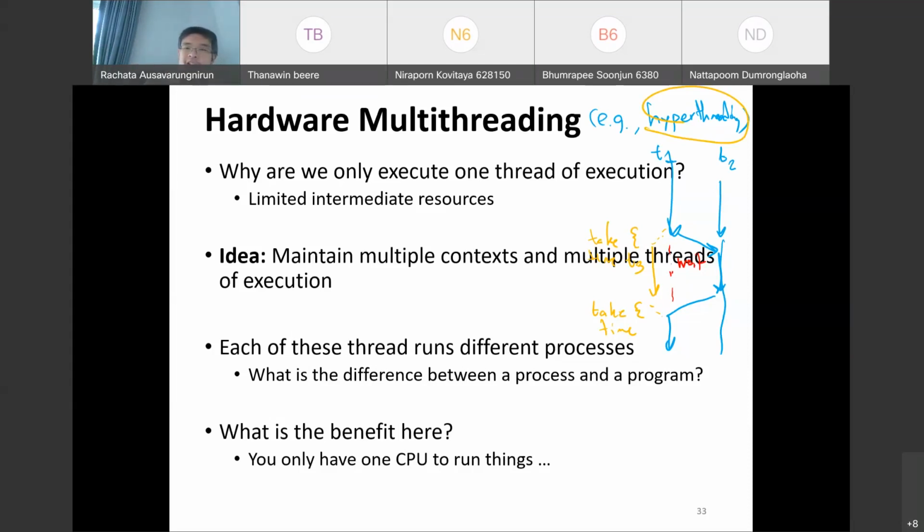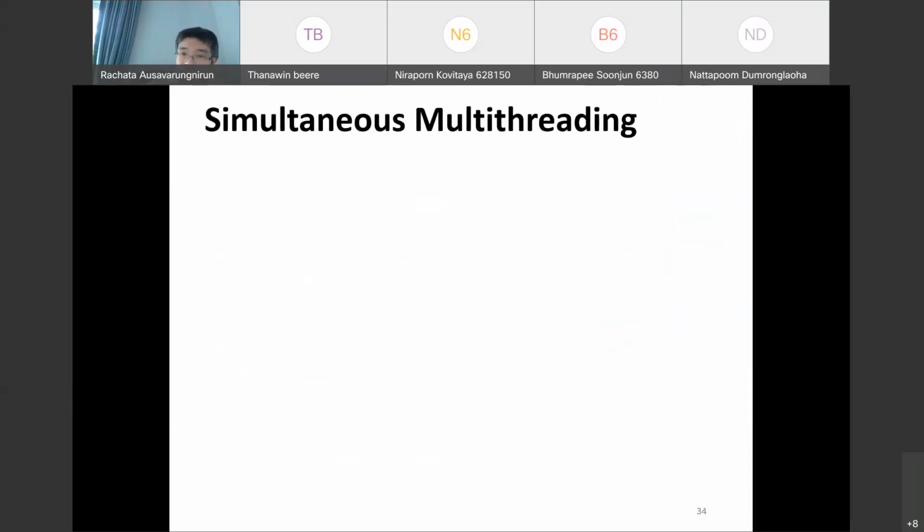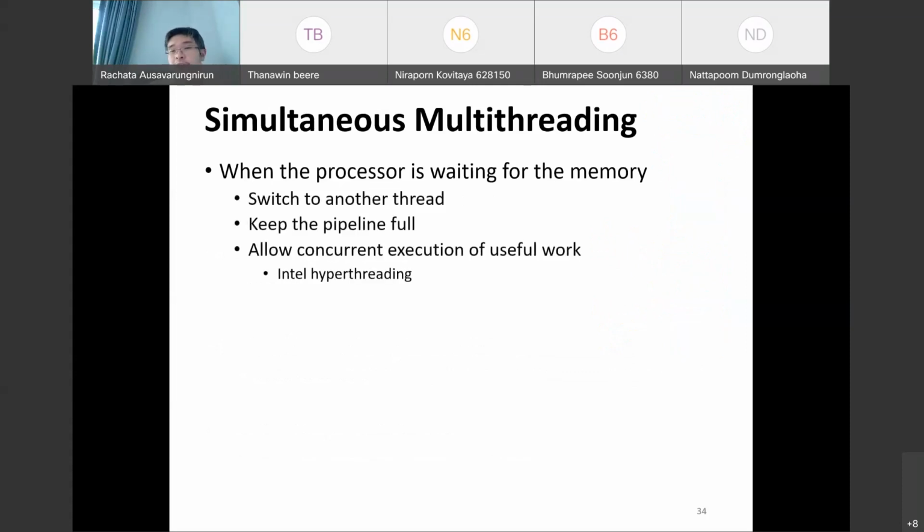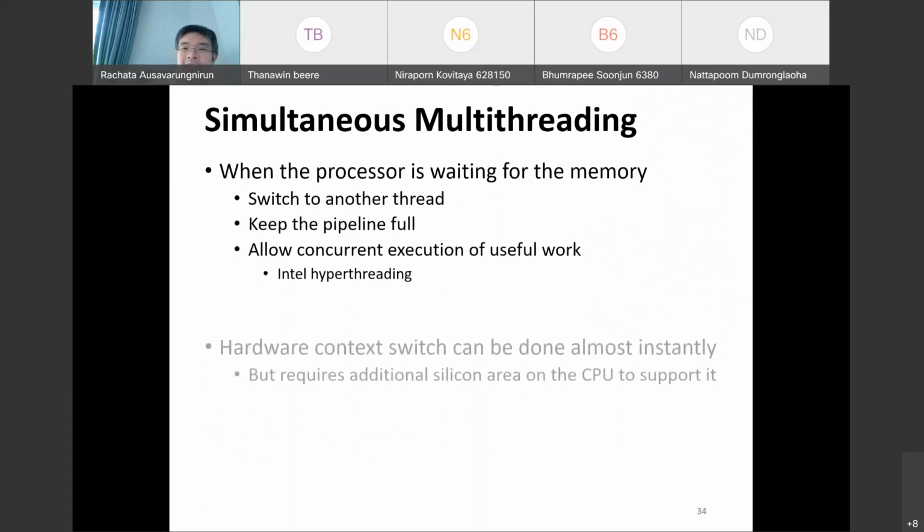This is Intel hyper-threading, sometimes called simultaneous multi-threading, right? For example, as I said, getting the memory is long. Getting your data takes 10 times longer than doing an add or multiply. So what we can do is, while I'm waiting, switch to another thread to keep the CPU busy. It allows concurrent execution of useful work, and this hardware context switch can be done almost instantly.